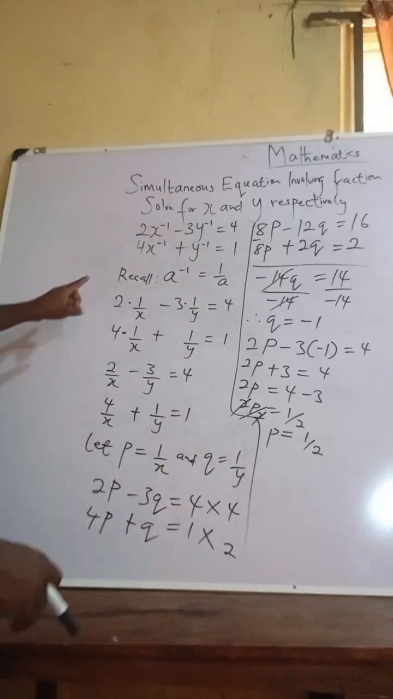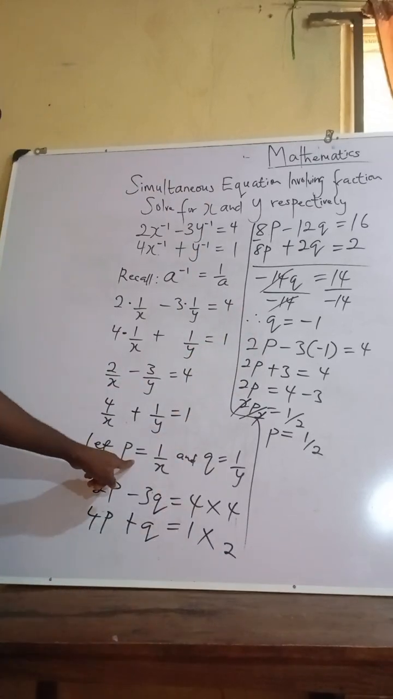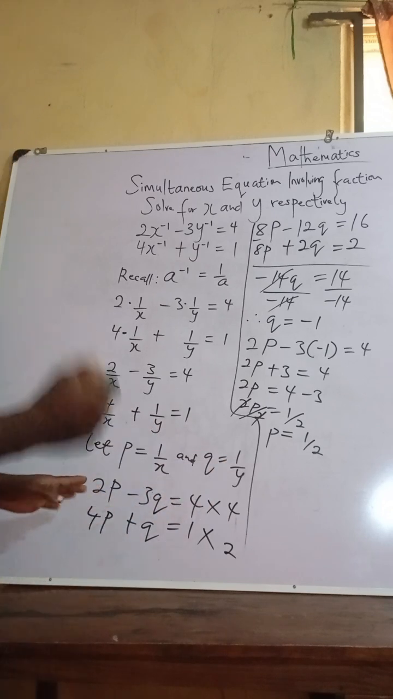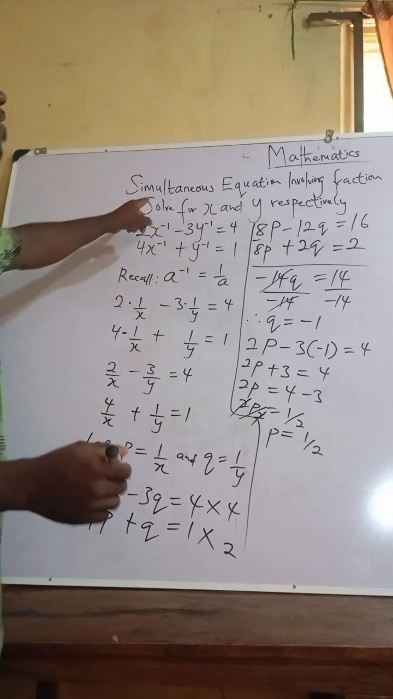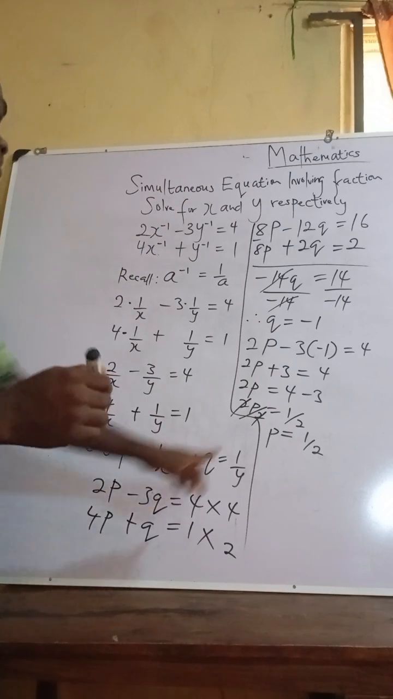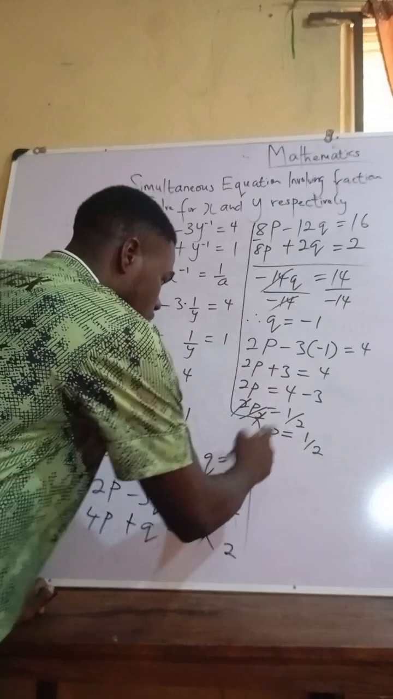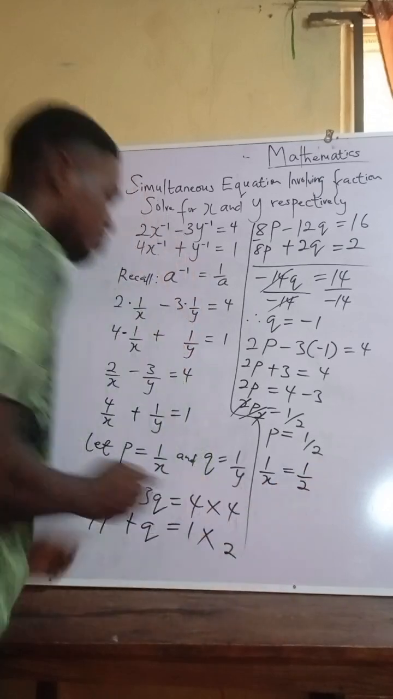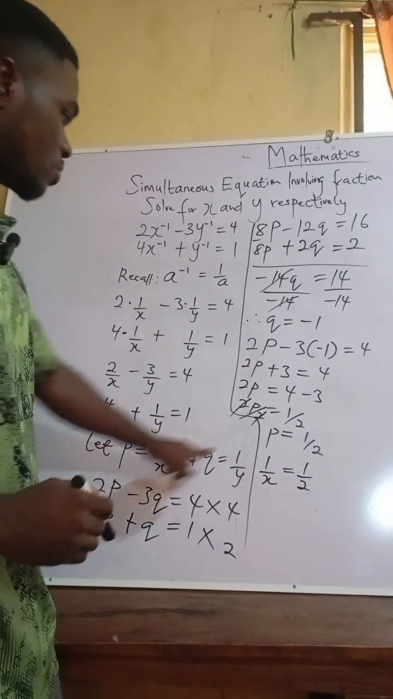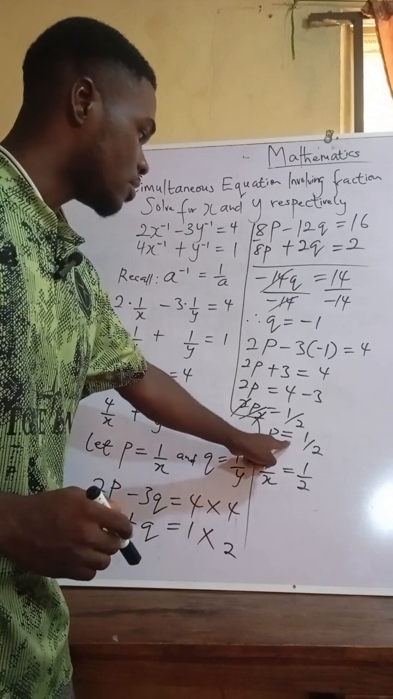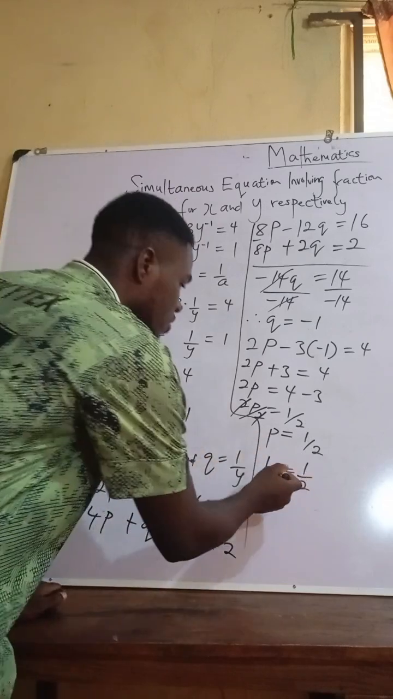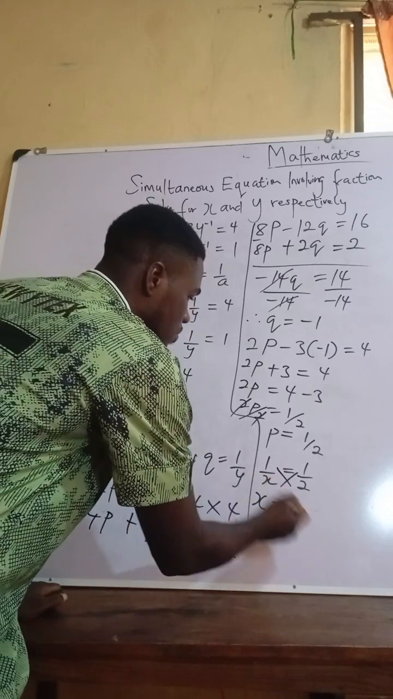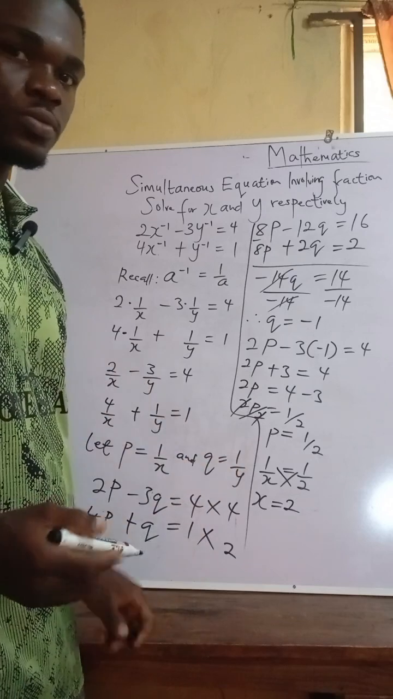Remember that I said, when we began, we said that let p is equal to 1 over x and q equal to 1 over y. So I want to get the value of x and y respectively, because the question said we should find them. So let me start from p. So p is 1 over x, so I have that 1 over x is equal to 1 over 2. Now I'm going to cross multiply here. X times 1 is x, is equal to 2 times 1 is 2. That means that my x is equal to 2.